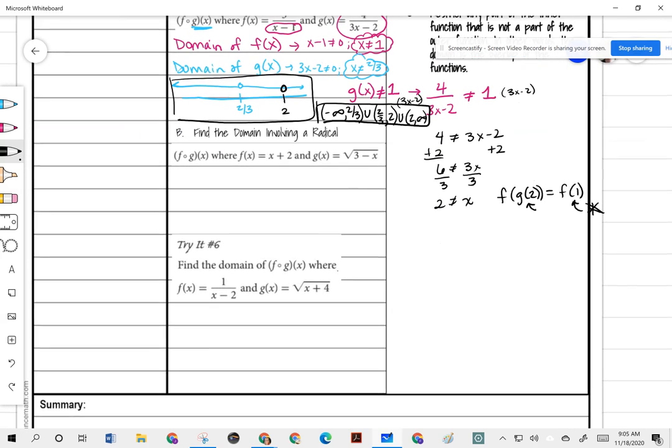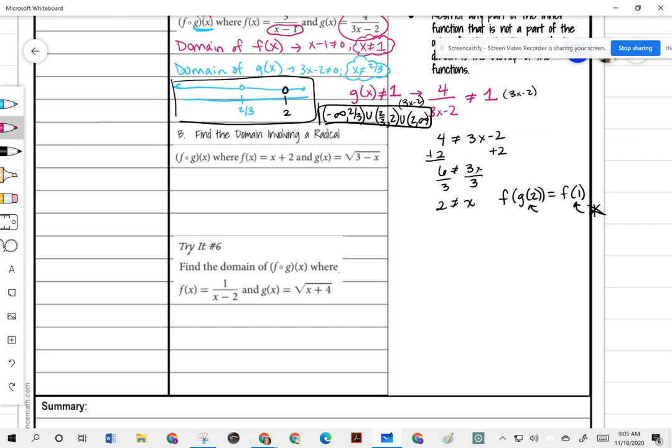All right, so let's take a look at finding the domain of f of x here, and then a domain involving a radical, or specifically an even root. So let's make sure we understand that f of x, the domain of f of x, is all real numbers. This is just a linear equation, and so we have no restrictions.